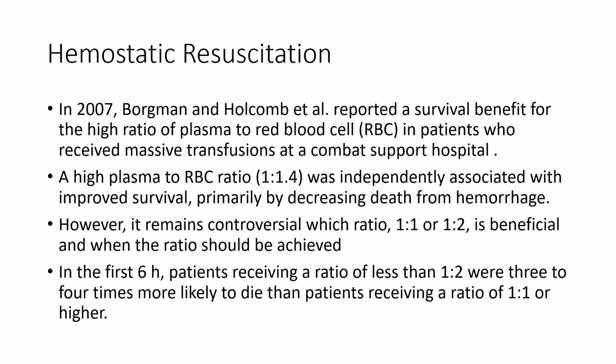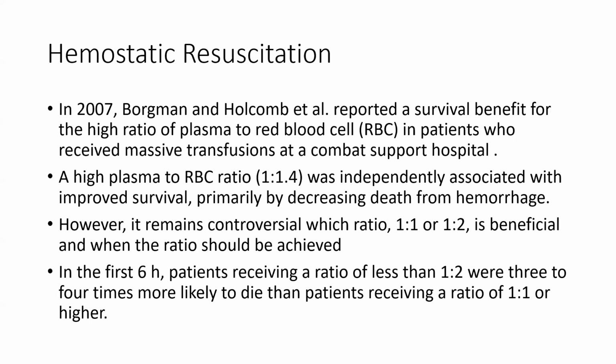In 2007, Borgman and Holcomb et al. reported a survival benefit for a high ratio of plasma to red blood cells in patients who received massive transfusion at a Combat Support Hospital. A high plasma to RBC ratio was independently associated with improved survival, primarily by decreasing death from hemorrhage. However, it remains controversial which ratio, 1:1 or 1:2, is beneficial, and when the ratio should be achieved.